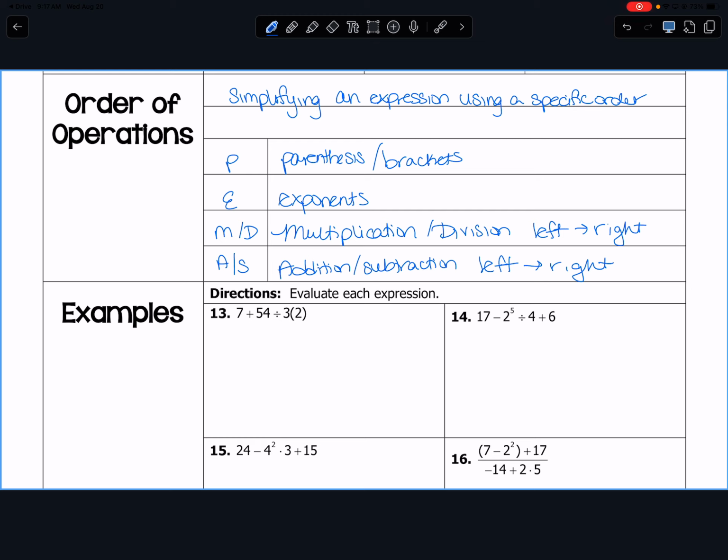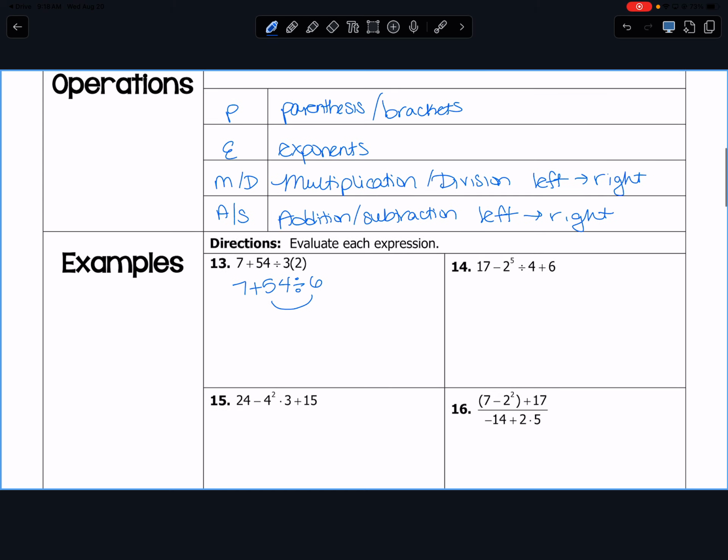Okay. All right, so if we look at example 13, 7 plus 54, and then we do the 6 first, so 3 times 2. Then we do our division of 54 divided by 6, so that would be 7.